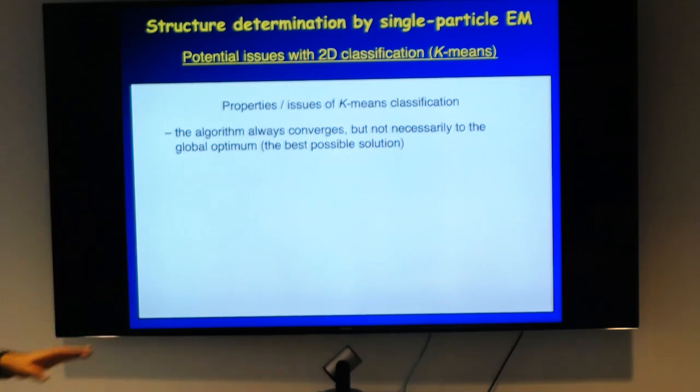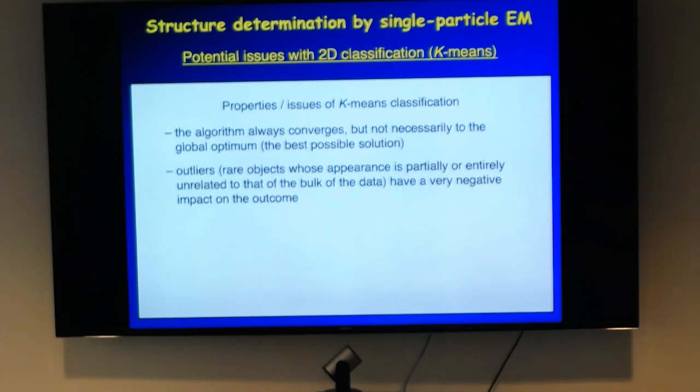Something you need to know about k-means is that it will always converge. You will always get averages, but it's not a global minimum. So you can often get into sub-minima, and sometimes you actually miss some classes because they just didn't come out. So this doesn't always give you the full description of your data set. It's a problem if you have outliers, if you have a few particles that are quite different. They will very badly affect your k-means classification. That's just an inherent problem with k-means classification.